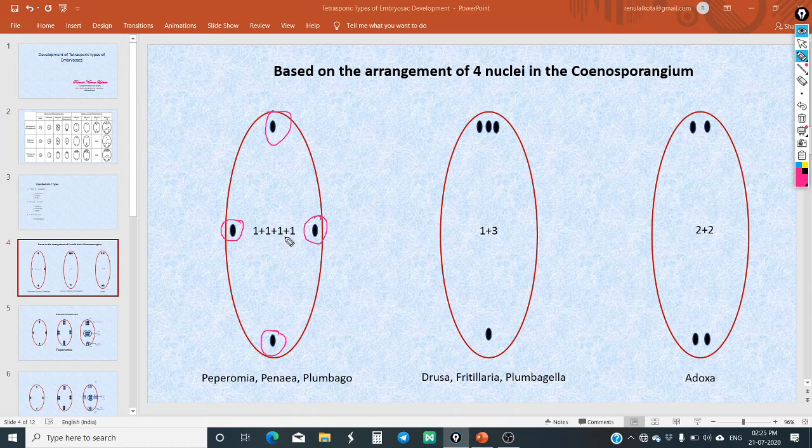Here in the Drusa, Fritillaria, and Plumbagella, you will find 1 plus 3 arrangement, that is 1 nucleus is present at the micropylar end and the remaining 3 are present at the chalazal end. This is the chalazal end and this is the micropylar end. Only 1 nucleus is present at the micropylar end and the remaining 3 are present at the chalazal end, and it is seen in Drusa, Fritillaria, and Plumbagella.